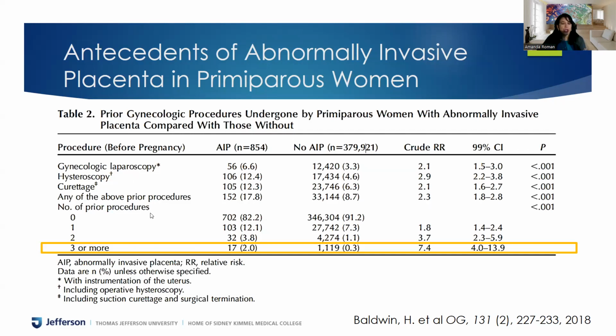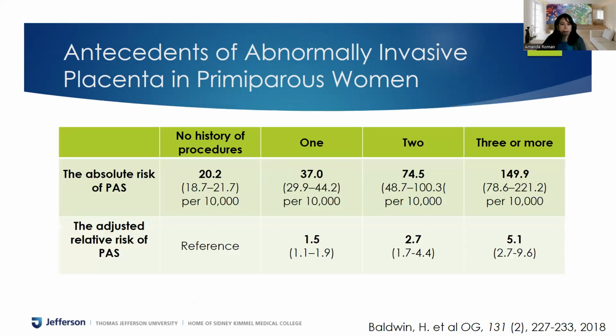Now looking at the number of procedures, from 0, 1, 2, 3. The more procedures a single woman has, the risk starts increasing, from 1.8, 3.7, 7.4 relative risk. It is still on my mind that 82% of women didn't have any surgical procedure. So why do these patients end up having a placenta accreta spectrum with apparently no other surgical procedures, and they account for the majority of the sample.